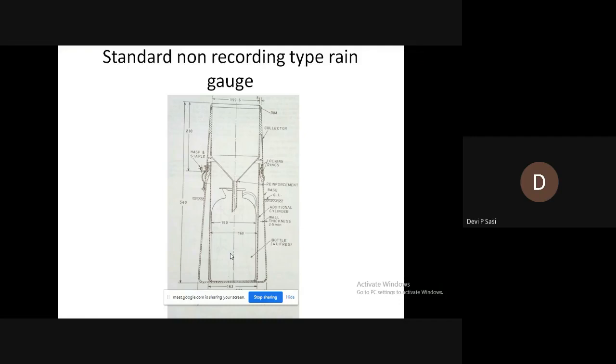Now you can see that the collector has a funnel. This is the collector segment. It consists of a funnel, and the water comes towards the funnel. From the funnel it moves towards the bottle.